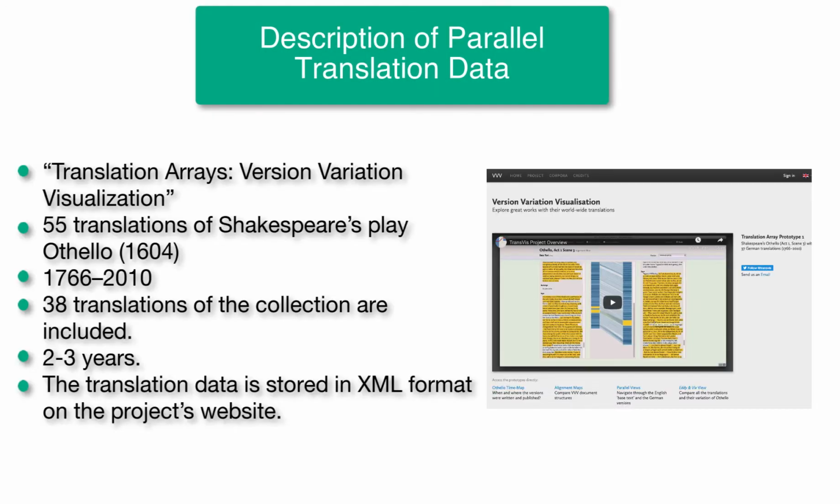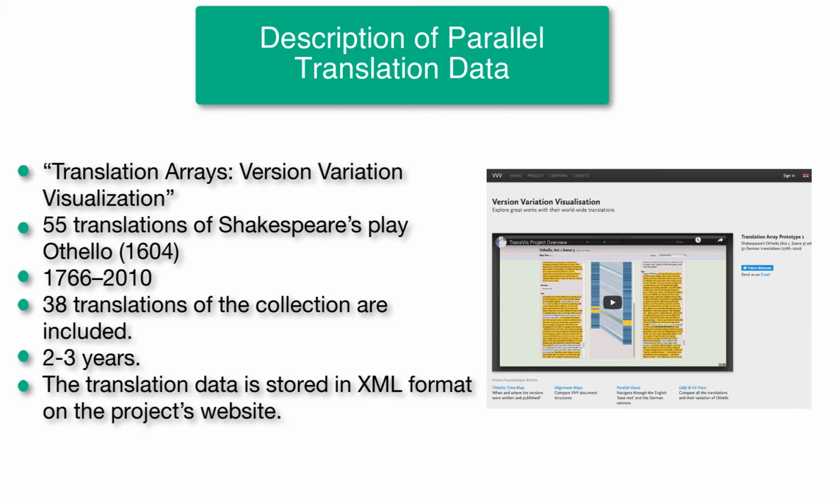Description of parallel translation data. A group from the arts and humanities working on a project called Translation Arrays, Version Variation Visualization collected 55 translations of Shakespeare's play Othello. The translations spanned 1766 until 2010.